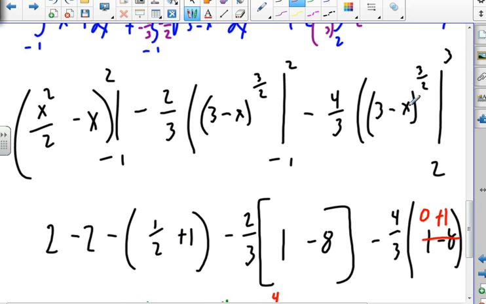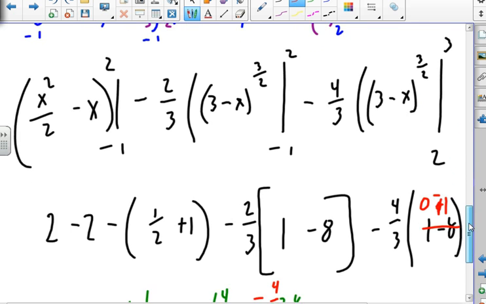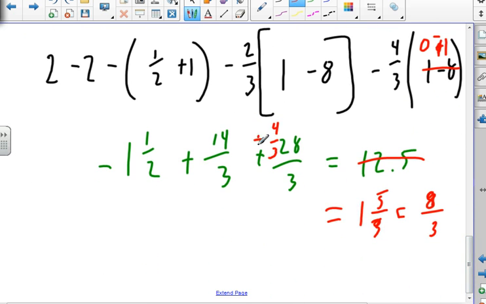I put a 3 in there, I get a 0. I put a 2 in there, and I get a 1, right? But it's a minus 1. So because it's a minus 1, this becomes positive.